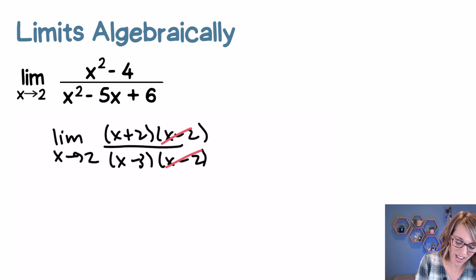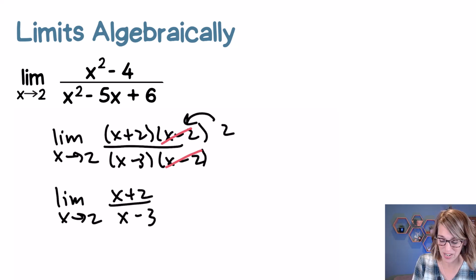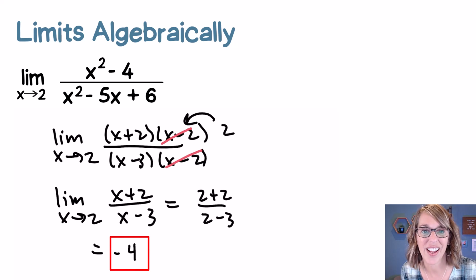So this gives me now a limit of an expression that's equivalent everywhere except for 2. So I've got x plus 2 in the numerator, x minus 3 in the denominator. If I attempt to plug 2 in now, I get 2 plus 2 over 2 minus 3, which is equal to 4 over negative 1 or negative 4, and we've got our answer.